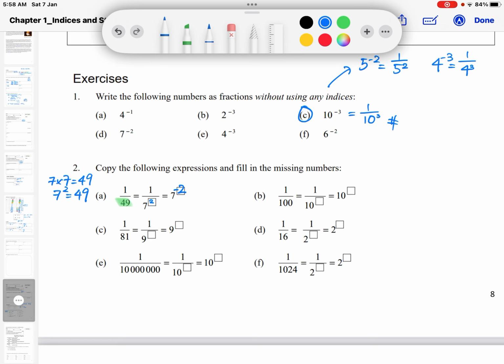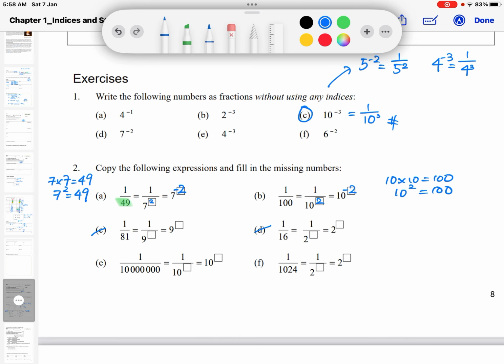Likewise, for part B, 100 is actually equal to 10 times 10. So this means 10 squared is 100. So 1 over 100 can be written as 1 over 10 squared, and this can then be written as 10 to the power of negative 2. C and D, you can try them here in class. I will go on to E.